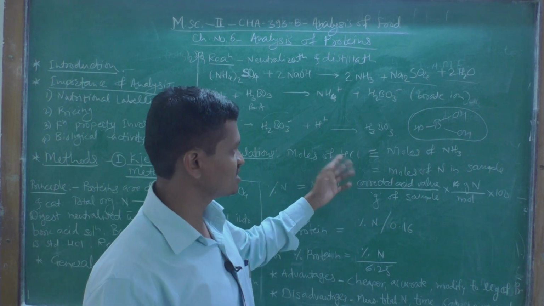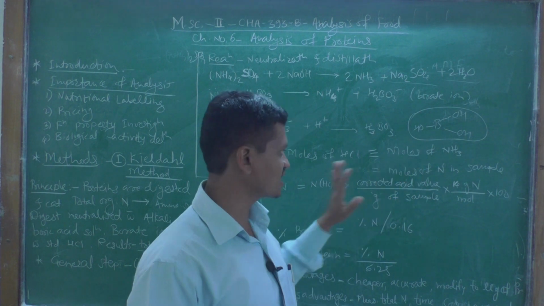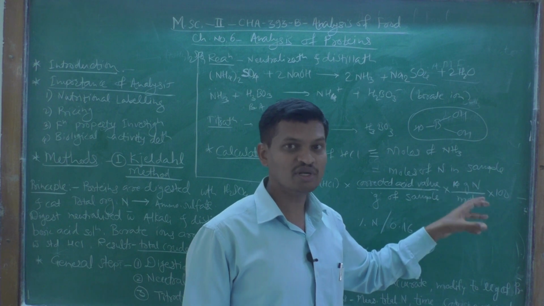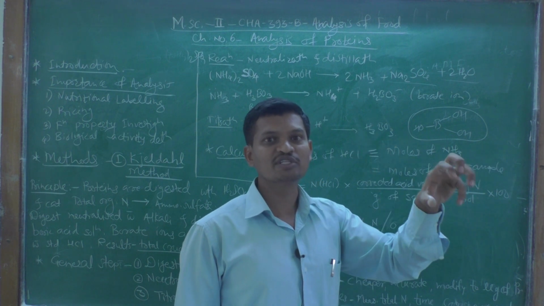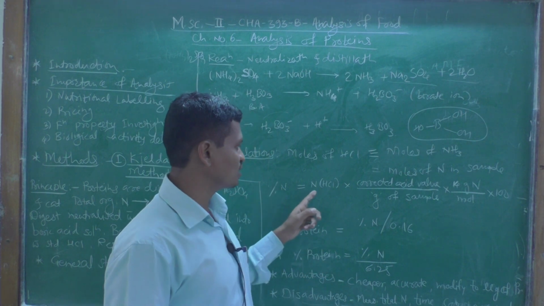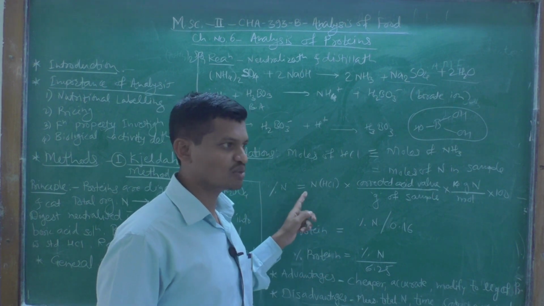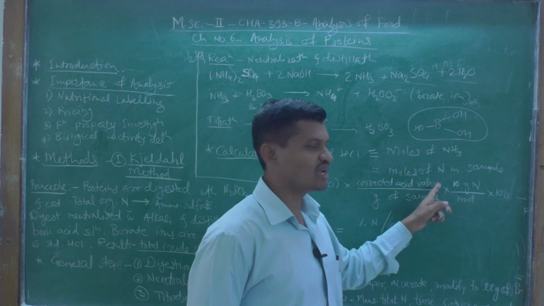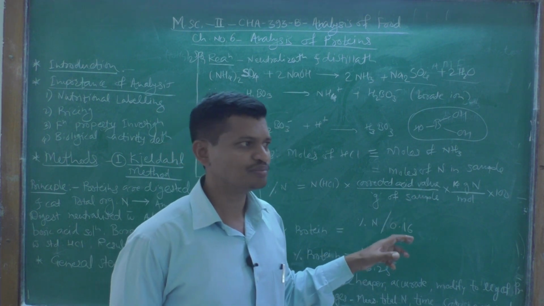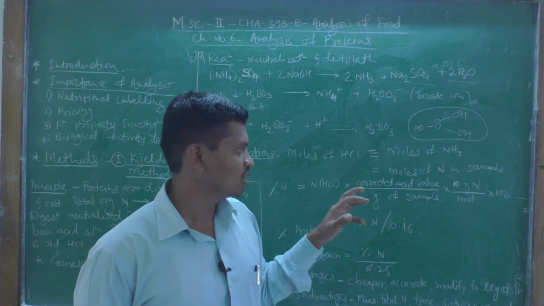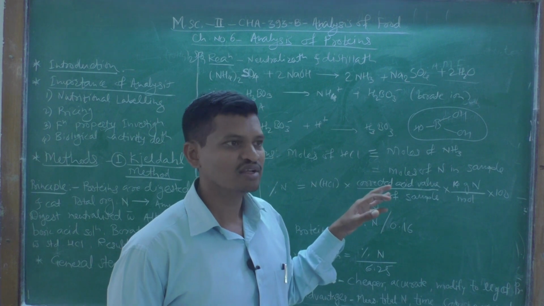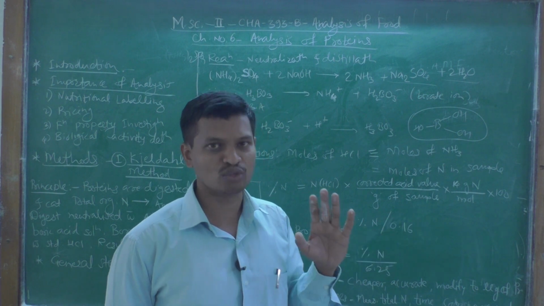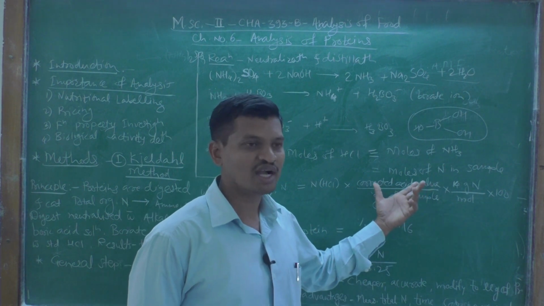So moles of HCl is equivalent to moles of ammonia, since an acid-base reaction is there, which is equivalent to moles of nitrogen in the sample. Moles of nitrogen in the sample is related to the amount of protein present in the food sample. Now the percentage of nitrogen is equal to normality of HCl solution into corrected acid value. This corrected acid value is nothing but the volume of acid required for the sample minus the volume of acid required for the blank solution. This difference is known as the corrected acid value.